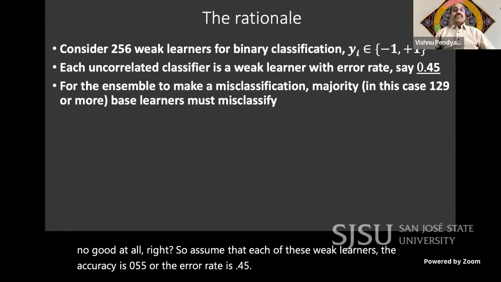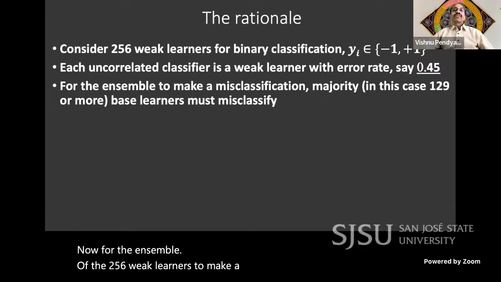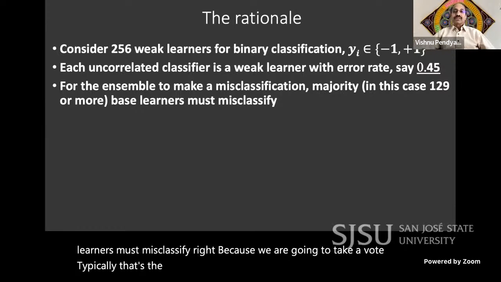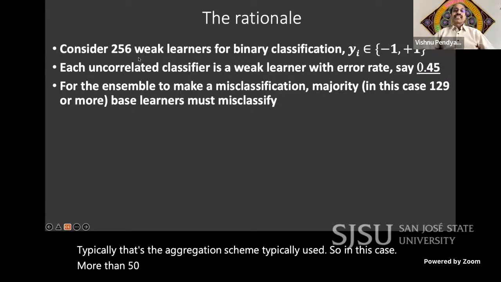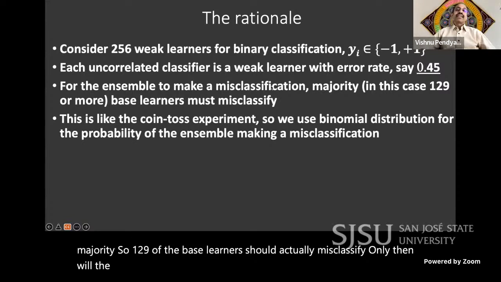Now, for the ensemble of the 256 weak learners to make a misclassification, the majority of the base learners must misclassify, right? Because we are going to take a vote, typically. That's the aggregation scheme typically used. In this case, more than 50% of 256 is 129, right? 128 is 50%, so half of it. So we want a majority. So 129 of the base learners should misclassify. Only then will the ensemble misclassify, assuming that we are using a mode or majority voting scheme.